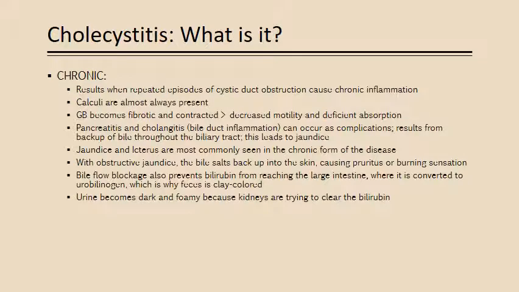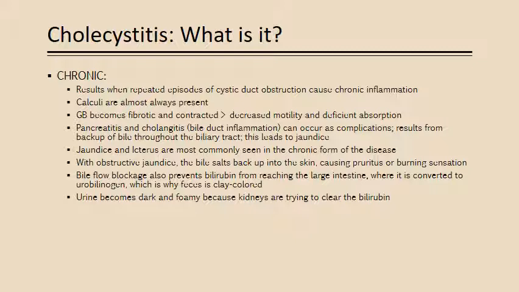And finally, for the cholecystitis, let's talk about the chronic. It results when repeated episodes of cystic duct obstruction cause chronic inflammation. So it comes and goes, comes and goes, comes and goes. Calculi are almost always present in this one. The gallbladder becomes fibrotic and contracted, and it results in decreased motility and deficient absorption. Pancreatitis and cholangitis, which is bile duct inflammation, can occur as complications. It results from backup of bile through the biliary tract, which leads to the jaundice.